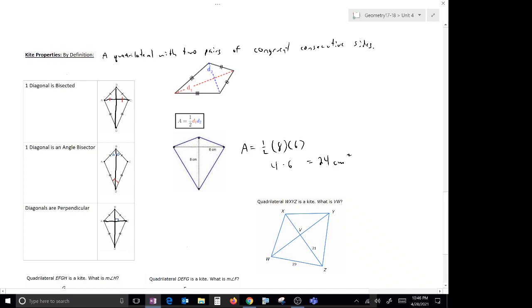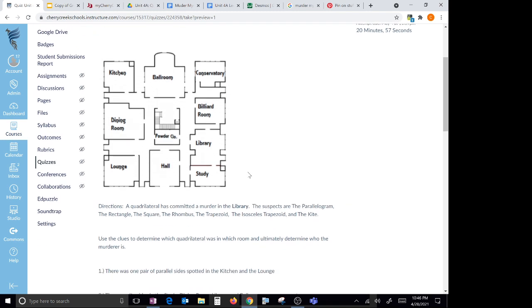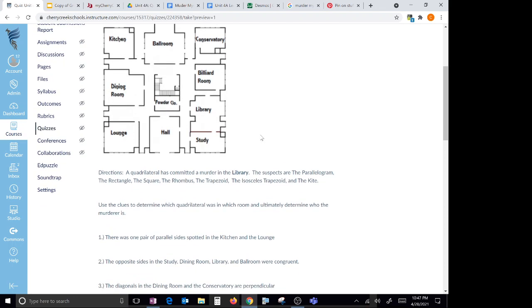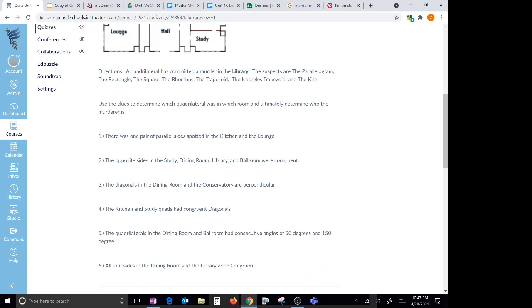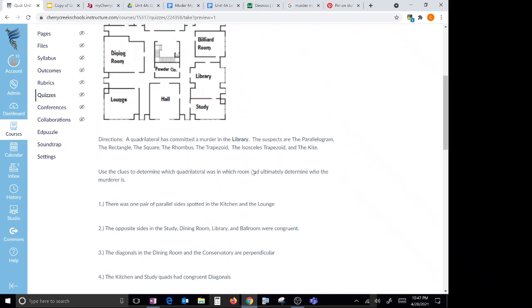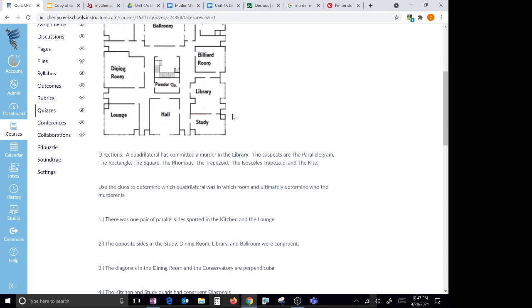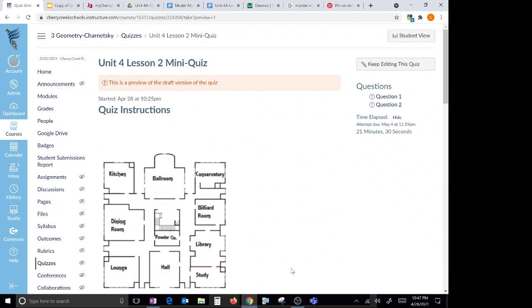Now on your homework, you've got a little murder mystery here. So we have all of our suspects, and we know that the murder happened in the library, so you have to figure out who was in the library ultimately, but you also need to figure out where the other quadrilaterals were in the mansion here. And you're going to use our clues, so using our properties that we just talked about, to figure out who was in which room. Alright, that's all I have for you guys.